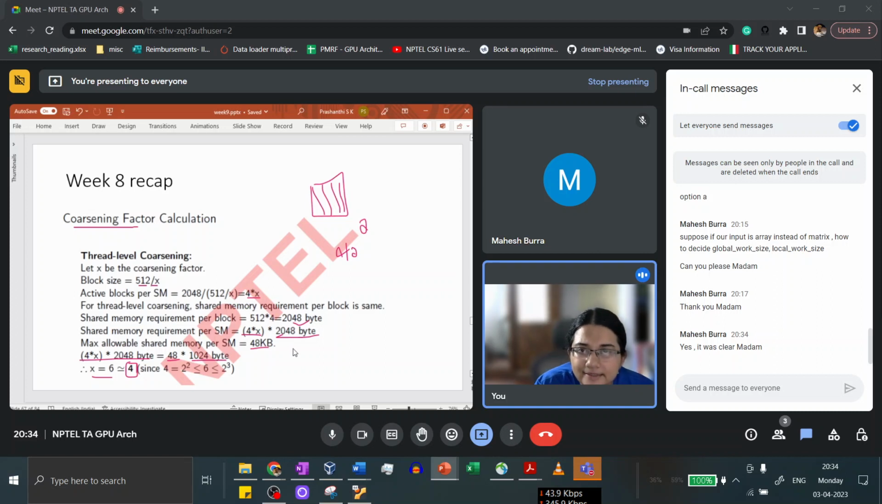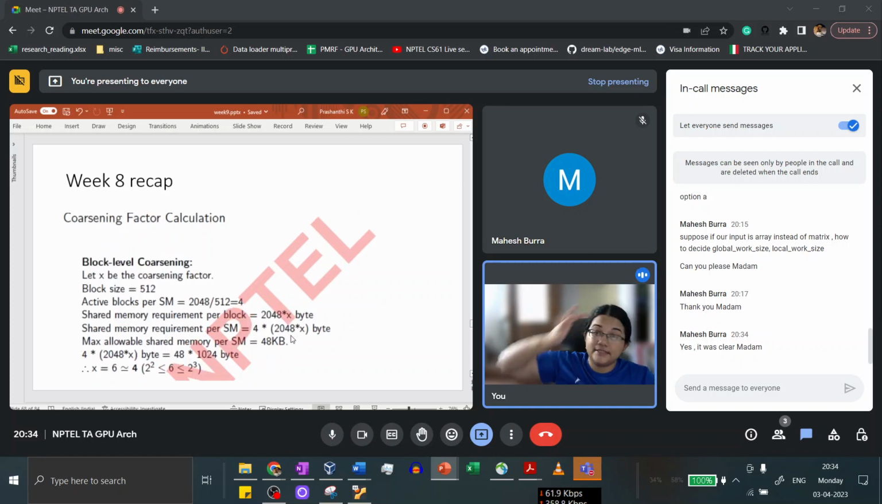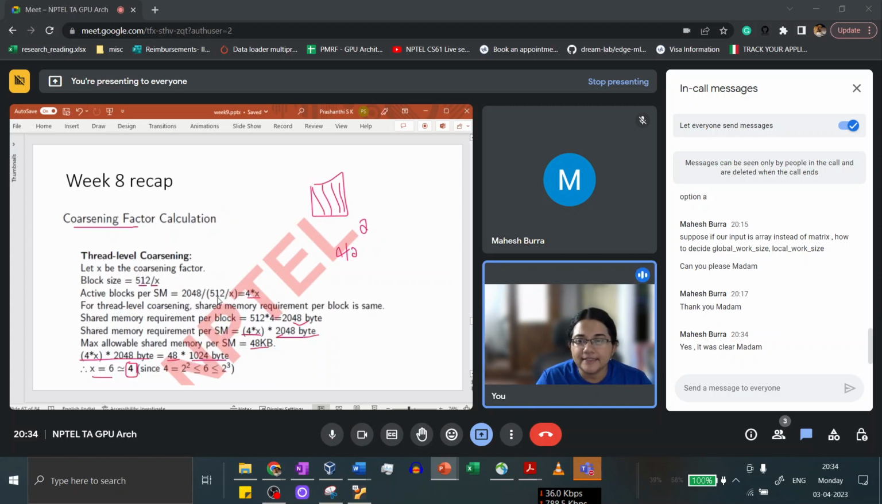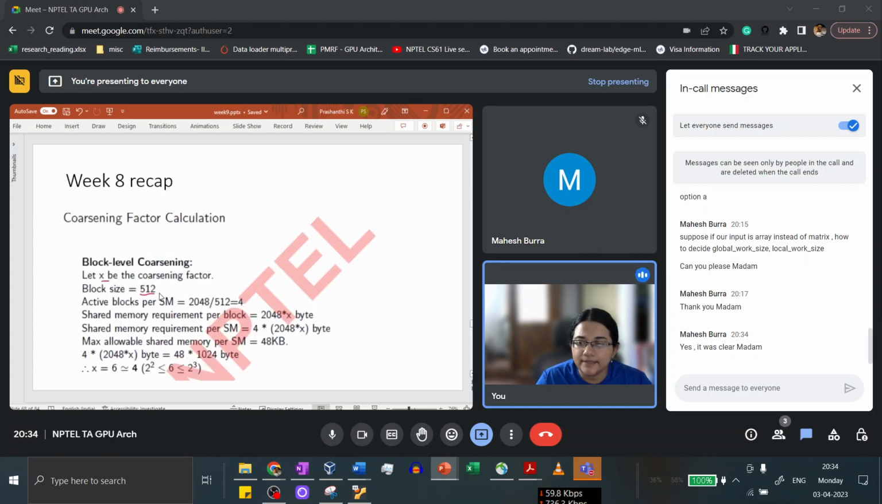Great. So let's move to block level coarsening. Again, we don't know the coarsening factor, so we are going to assume some x. Now the block size is 512. That's not going to change. Remember that. That's the important thing with block level coarsening. So how many blocks do you have per SM? The same 2048, which is a hardware constraint, divided by the block size, which is 512, because here it hasn't changed. In our previous example, it was 512 divided by x because the block size changed. Here the block size will not change. So it is 2048 divided by 512, which comes out to be 4.